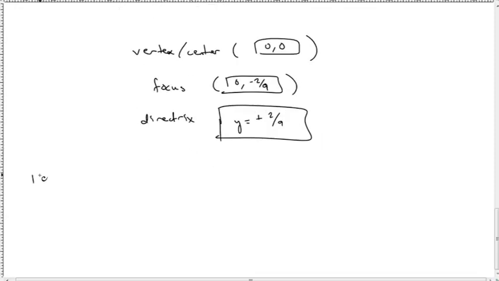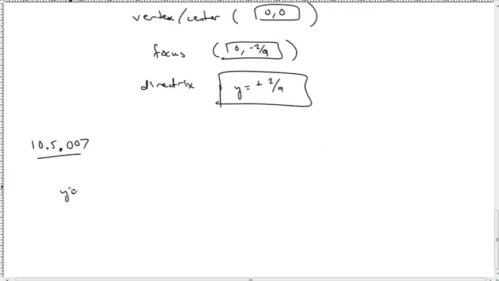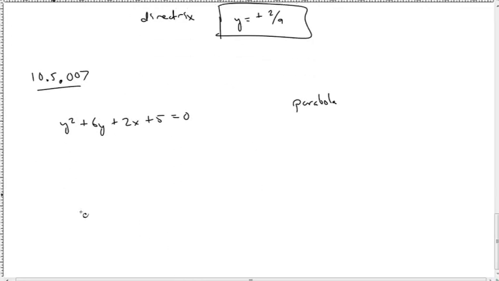Now, let's actually do some hard ones. So 10, 5, 0, 0, 7. I have y squared plus 6y plus 2x plus 5 is equal to 0. And they want the same thing as last time. Graph it, vertex, center, focus, directrix, that kind of stuff. Well, this is definitely still a parabola because we only have one term that's squared, and that means it's a parabola. But it's all mixed up and weird, so what do we even do?